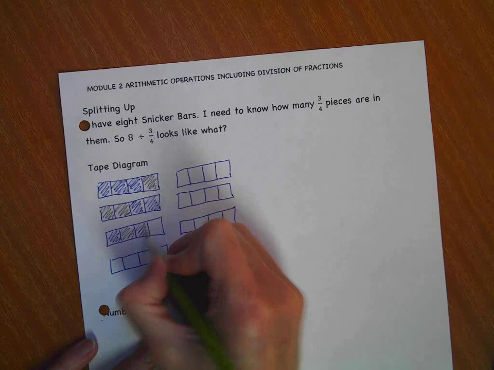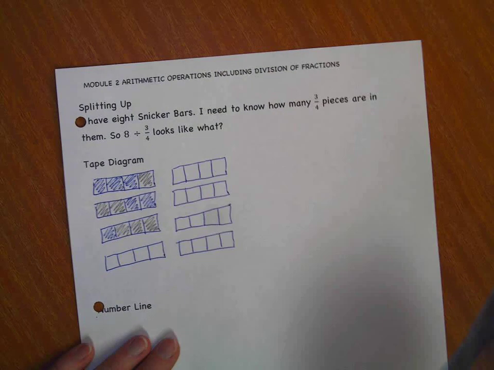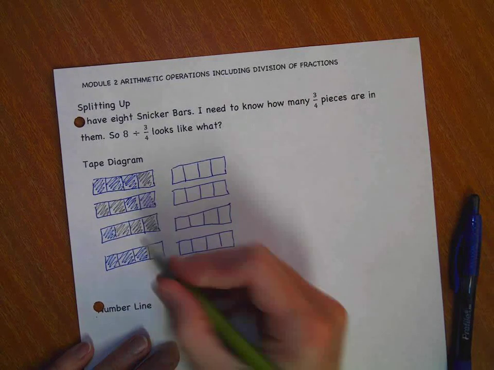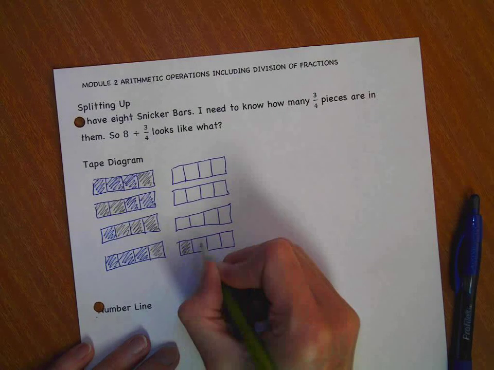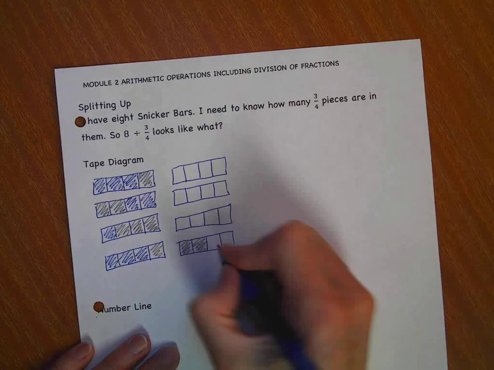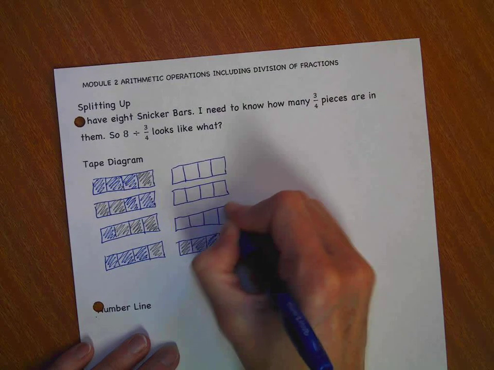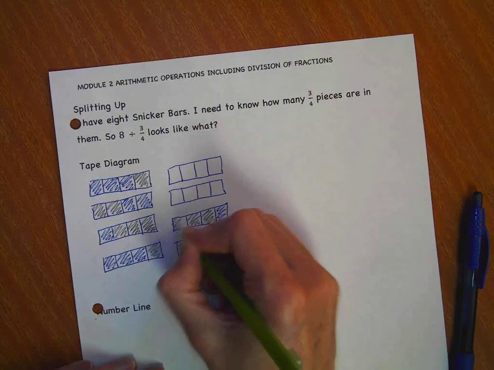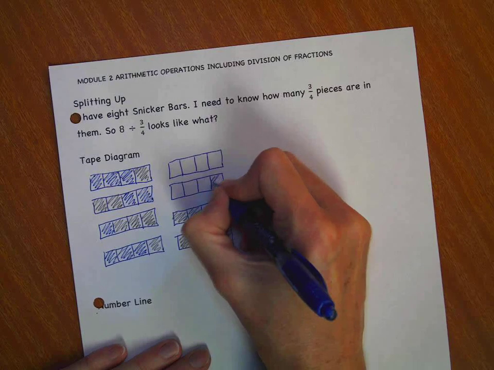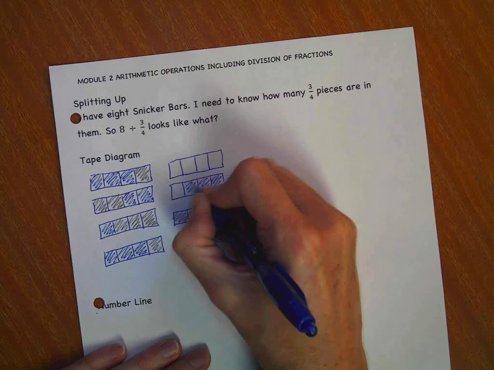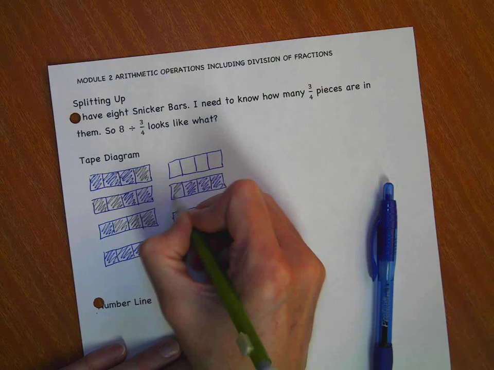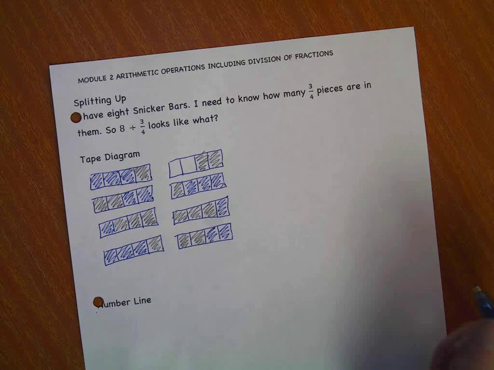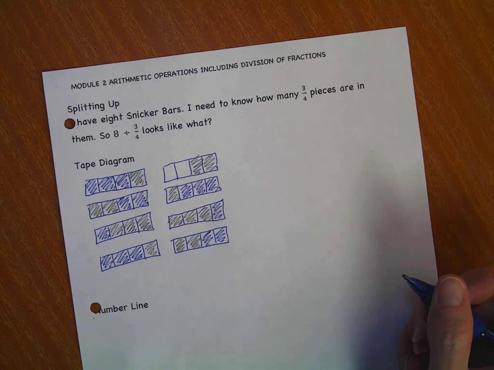Trade colors again. 1, 2, 3. Again, trade. 1, 2, 3. Good. Keep going in groups of three until the end. And I have those 2 left. So I'm going to show you what that looks like in just a second.